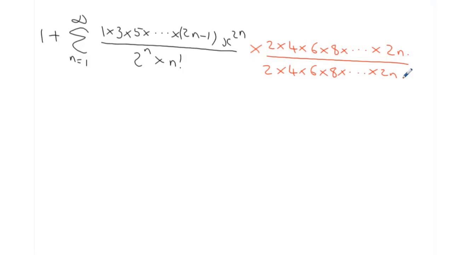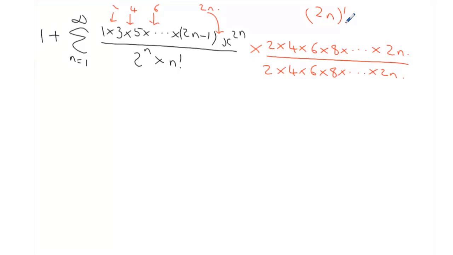So the 2 can kind of go in here, and you've got a 4 can go in here, and then you're going to have a 6 and so on. Even after 2n minus 1, you're going to go all the way up to 2n. So on the top, it's going to be 1 times 2 times 3 times 4 times 5 times 6 all the way up to 2n minus 1 times 2n. So on the top, you're going to have a 2n factorial, right? And obviously the x to 2n is already there.